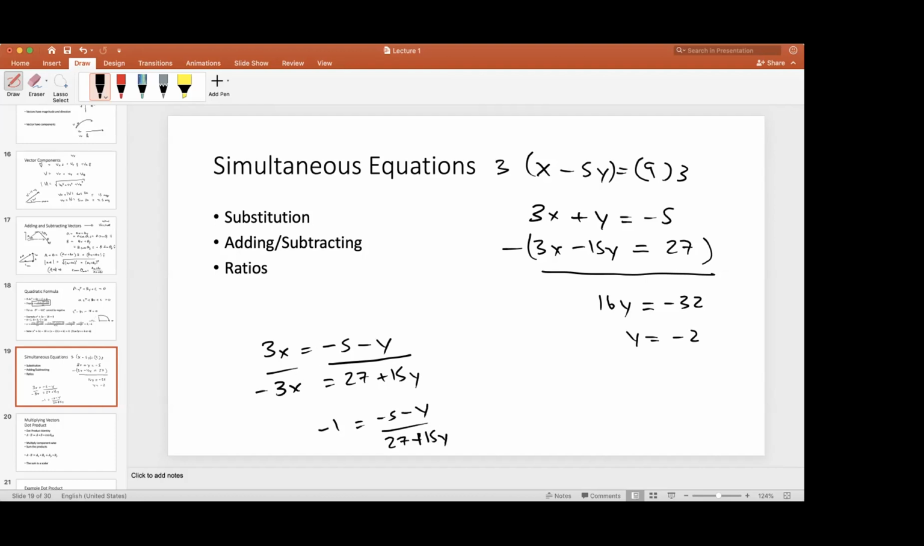Another way to see that is I multiply through by -1, and I set them both equal to 3x, which means they're equal to each other. Move that, and what I get is 27 plus 15y is -5 minus y. If I move this y over and I move the 27, I get 16y is -32 again. Y is -2.